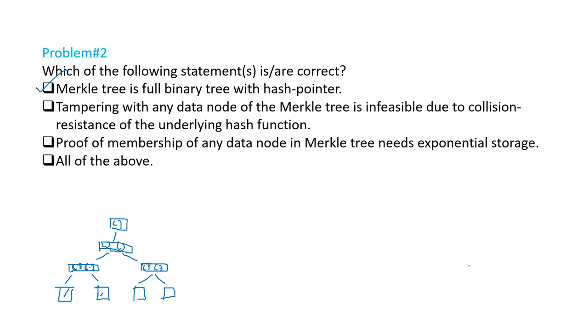Tampering with any data node of the Merkle tree is infeasible due to collision resistance of the underlying hash function. Why do you think this statement is wrong? Shiv says: to get a data node, we will have to make big O of k calls, and affecting a node at the kth position will affect the next node at the (k plus 1)th position. Correct. So tampering is infeasible, right? So this statement is correct, right?